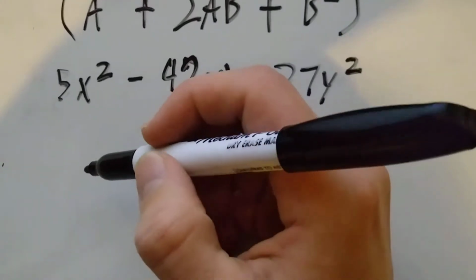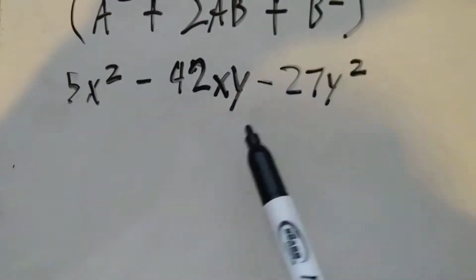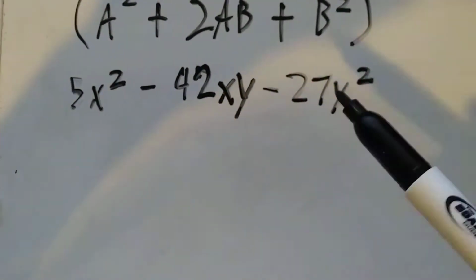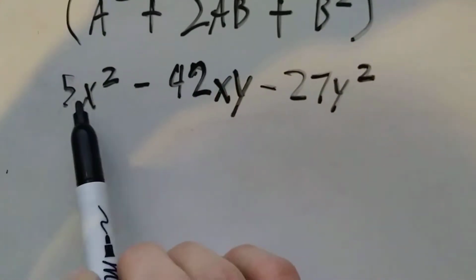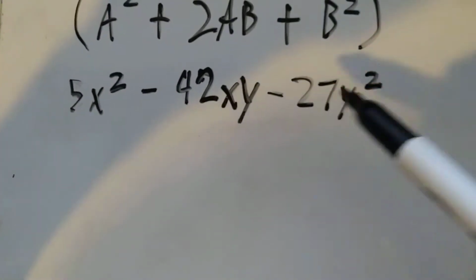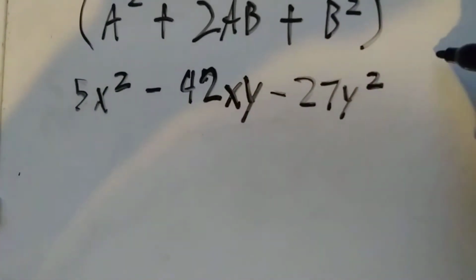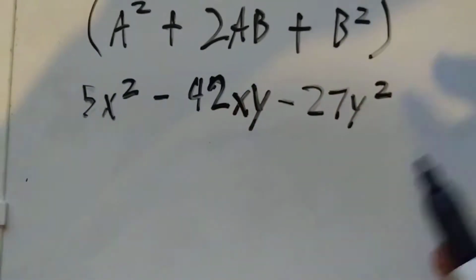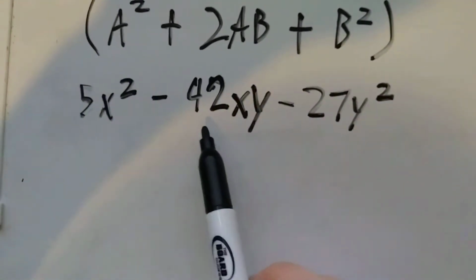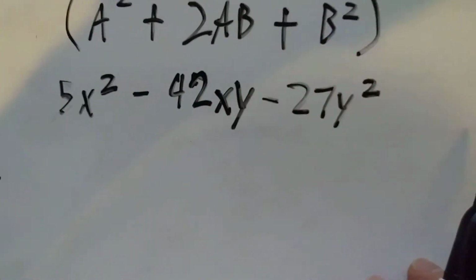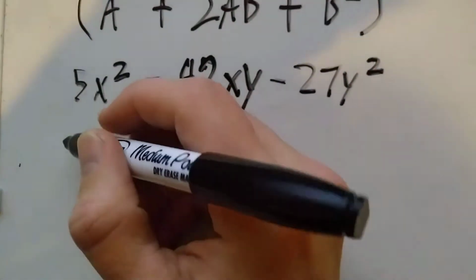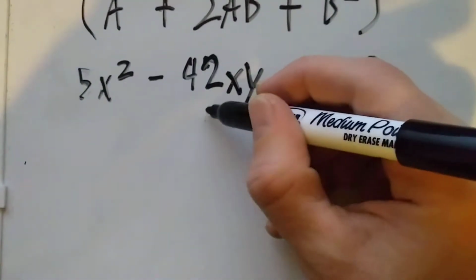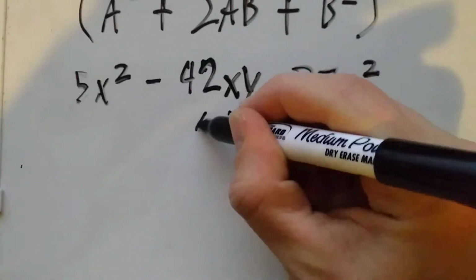And the first thing you have to do is find two numbers that multiply to 5 times negative 27 and add together to be negative 42. And then we'll break down this middle term with those two numbers.